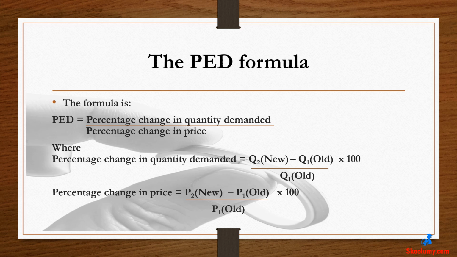The formula for the price elasticity of demand is percentage change in quantity demanded divided by percentage change in price. Percentage change in quantity demanded is calculated as new quantity, Q2, minus old quantity, Q1, divided by old quantity, Q1, times 100. Percentage change in price is calculated as new price, P2, minus old price, P1, divided by old price, P1, times 100.